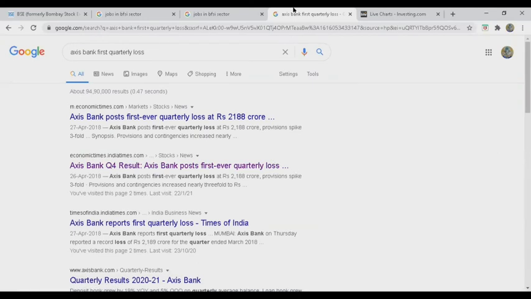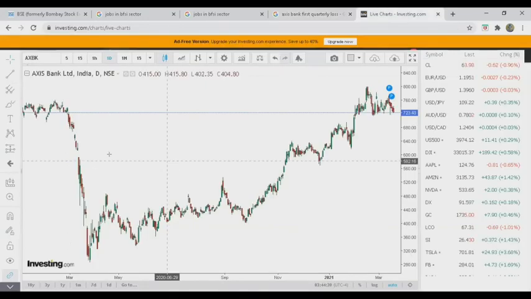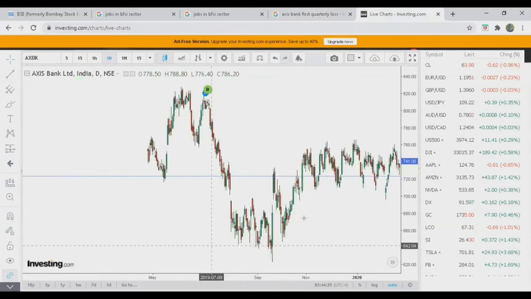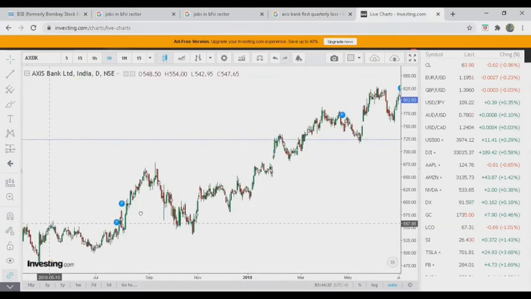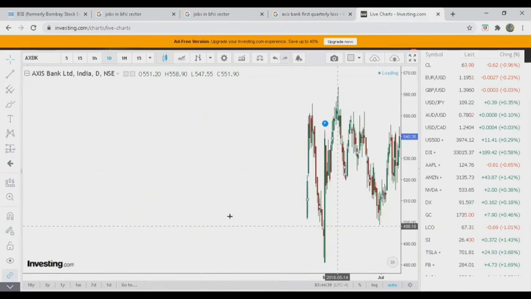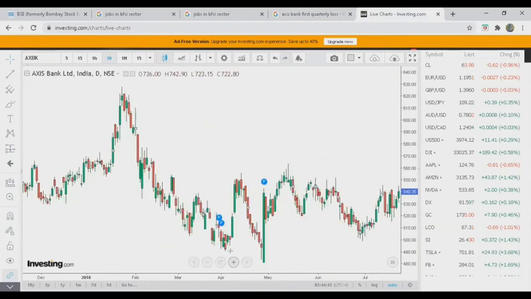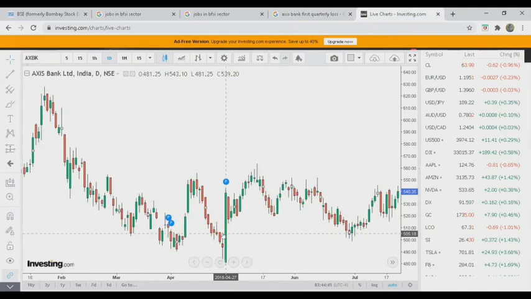Now let's take a look at this graph over here, which shows you the price movement of this stock. Remember 26 April 2018. I'm taking you back to that time. What I'll do is keep the cursor over here. Here, you can see below, that is 27 April 2018.